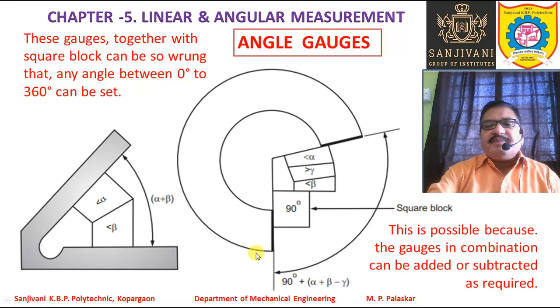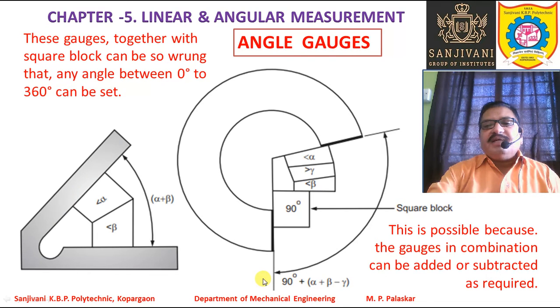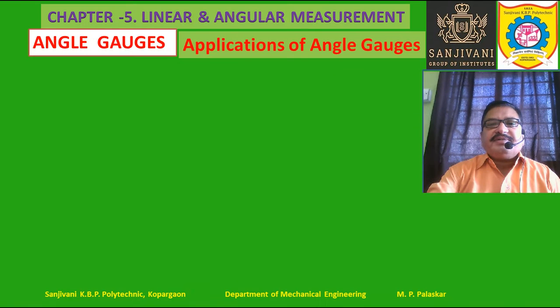Of course it may take some time, or there may be a standard procedure. So there is also a standard procedure, just like the standard procedure we have seen in the case of the slip gauges. So for angle gauges also we can use a standard procedure to combine the various angle gauges with addition as well as subtraction, so as to obtain the required angle with the help of the combination by wringing the various gauges.